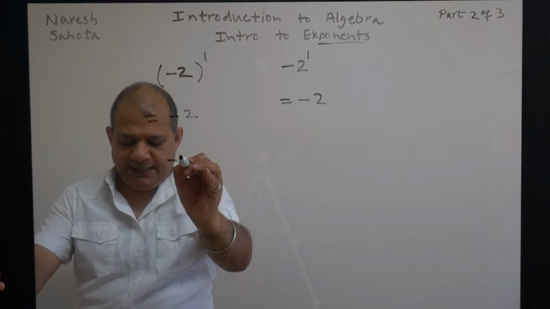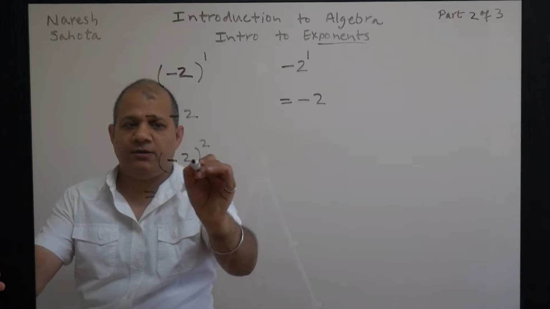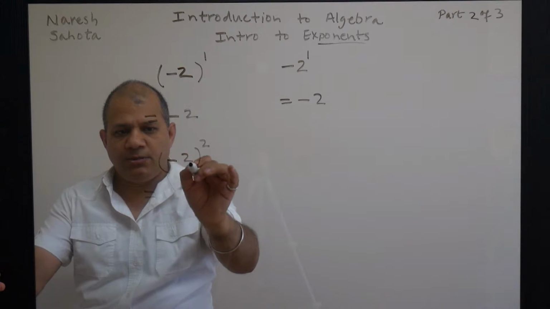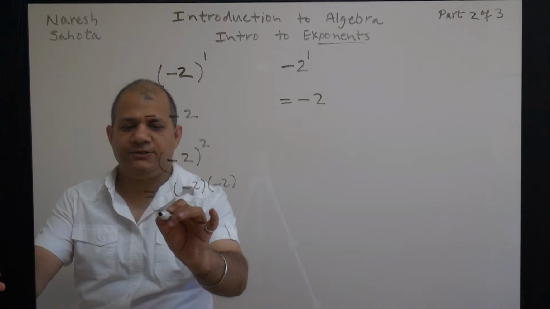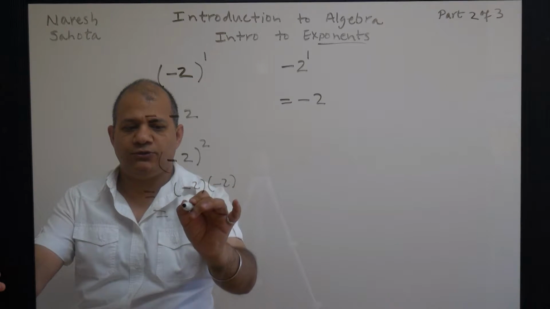Now let's look at negative 2 raised to the exponent 2. So in here, when we expand this, we multiply the base of negative 2 twice. The answer that we get is negative times negative is positive. 2 times 2 is 4.